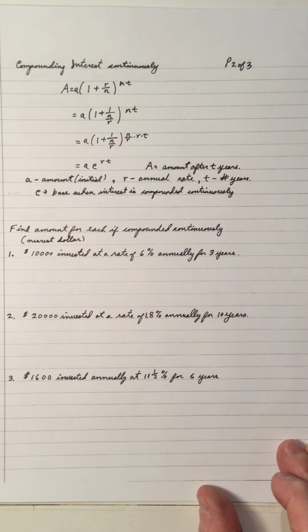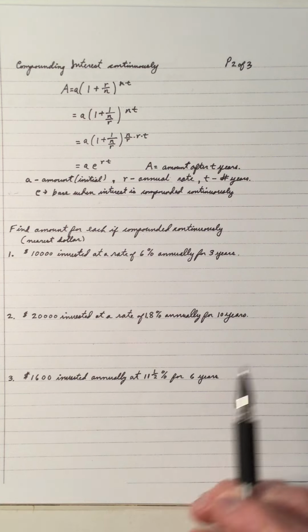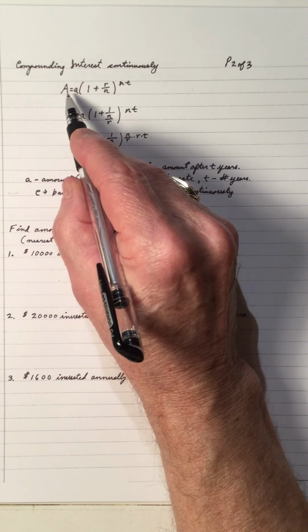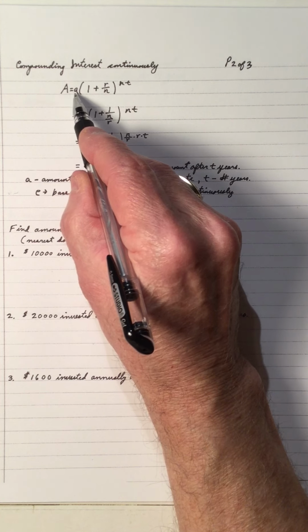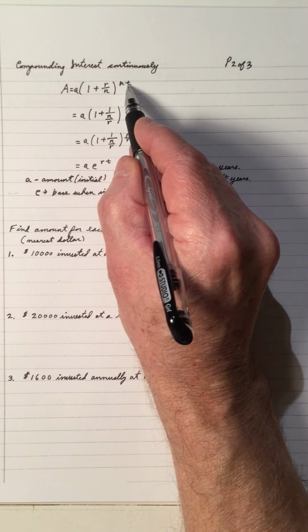So, compounding continuously is when you compound not every week or every day, but every second in terms of time. Compounding interest continuously, I want to explain that we have the formula A equals large A, the initial amount, times 1 plus r over n, to the power n times t.